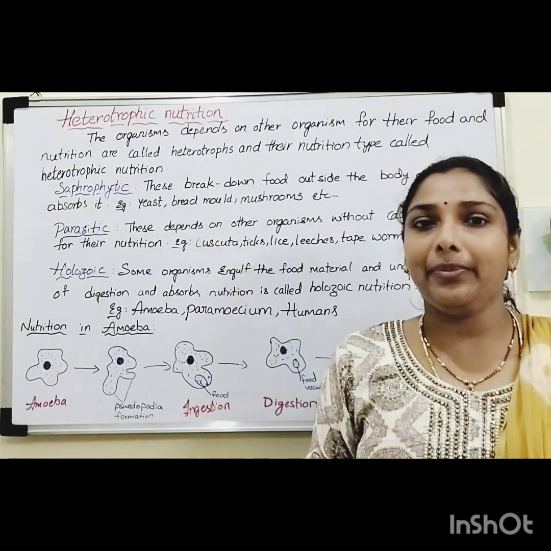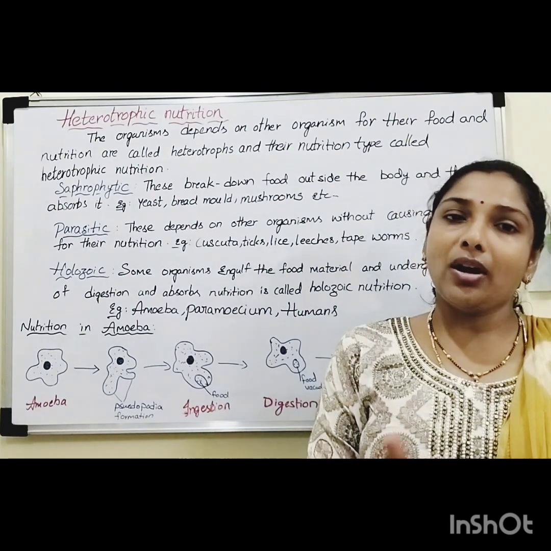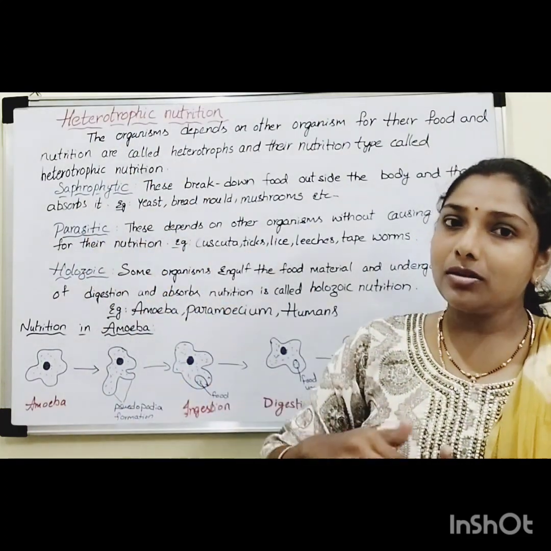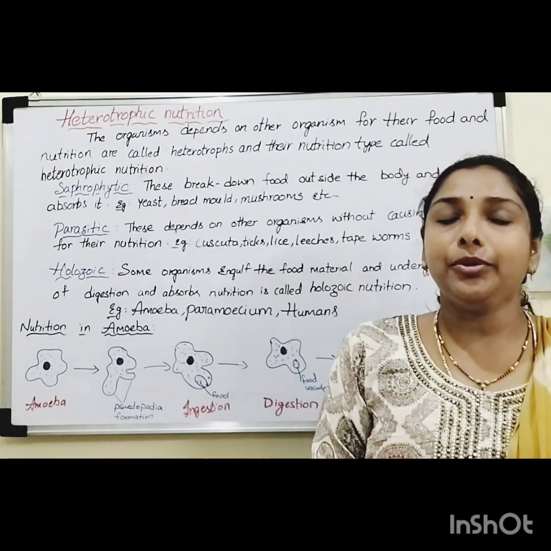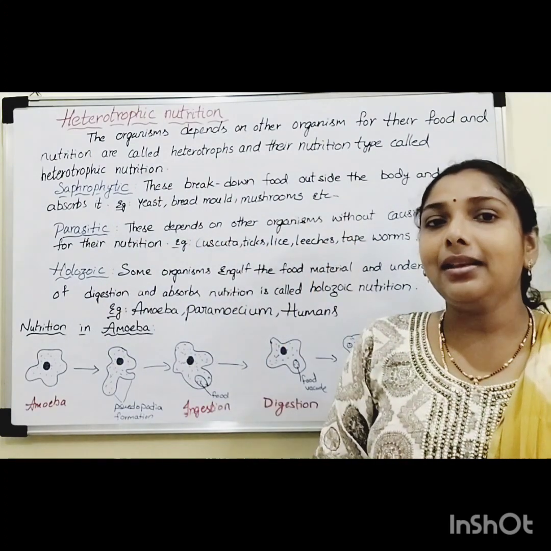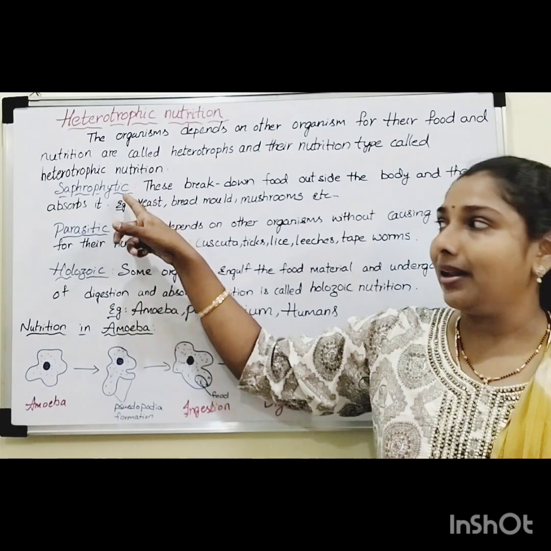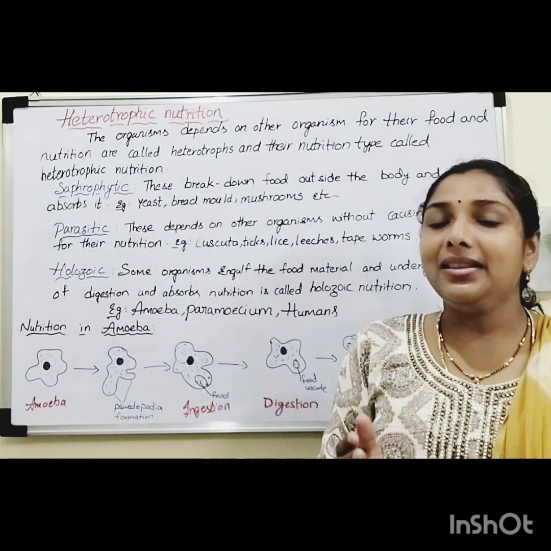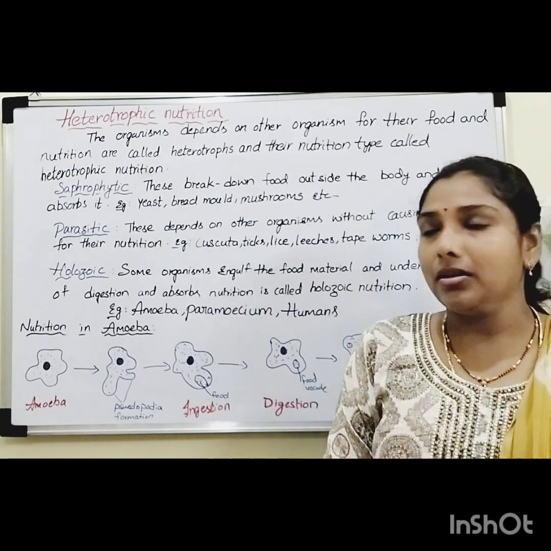What do you mean by parasite? First of all, parasites are organisms which depend on other organisms. It is one type of heterotrophic nutrition. These also depend on other organisms, but they won't cause much harm to the other organism. Here, in saprophytic nutrition, they are decaying that matter, so they are causing harm to that organic material. But parasites live on or depend on the other organism.